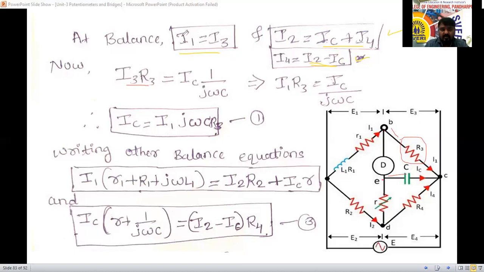Now from this equation we know I1 equal to I3. So I1 R3 we can write here now equal to IC divided by j omega C we have written here now. So from this equation, we have to derive the IC formula. Can anyone tell me, IC equal to what here?